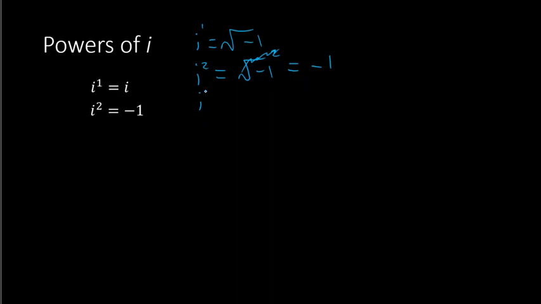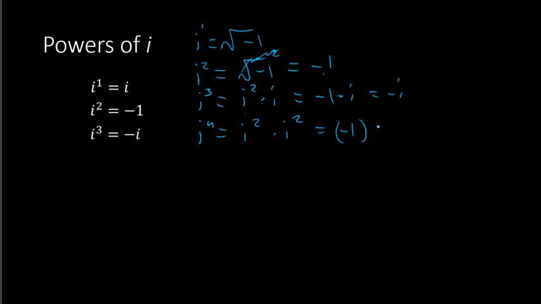We can take this further, i to the third power, and the way to think of this is we can write that as i squared times i. i squared, we said, was negative 1, so we have negative 1 times i, which is negative i. So i to the third power you can think of as negative i. And then i to the fourth power, we can think of this as i squared times i squared. i squared, we said, was negative 1, so we have negative 1 times negative 1, which equals positive 1. So i to the fourth power would be positive 1.